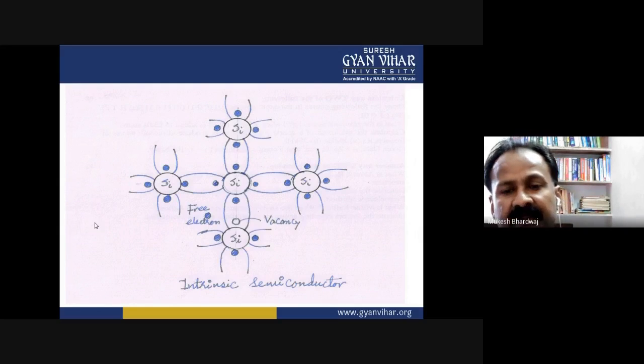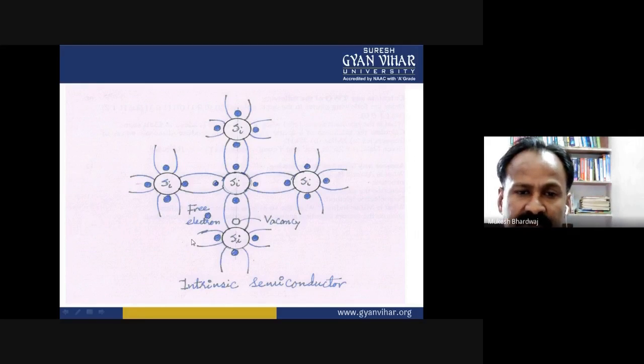And if a small amount of energy is given to the intrinsic semiconductor, then as you observe through the figure, among all the four electrons, any electron gets that energy and moves to the conduction band and creates a space over there, which is designated as a vacancy, and this vacancy is generally known as a hole.